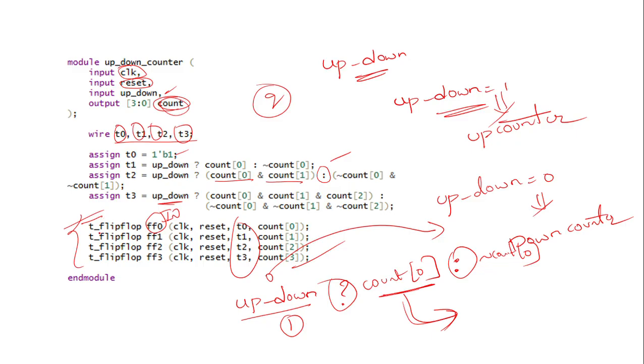How many flip-flops are we going to use? This is the 4-bit up down counter, so I simply connect 4 T flip-flops in order like this. We are going to collect the outputs, count of 0, count of 1, like that, and we are going to collect those values, followed by endmodule.